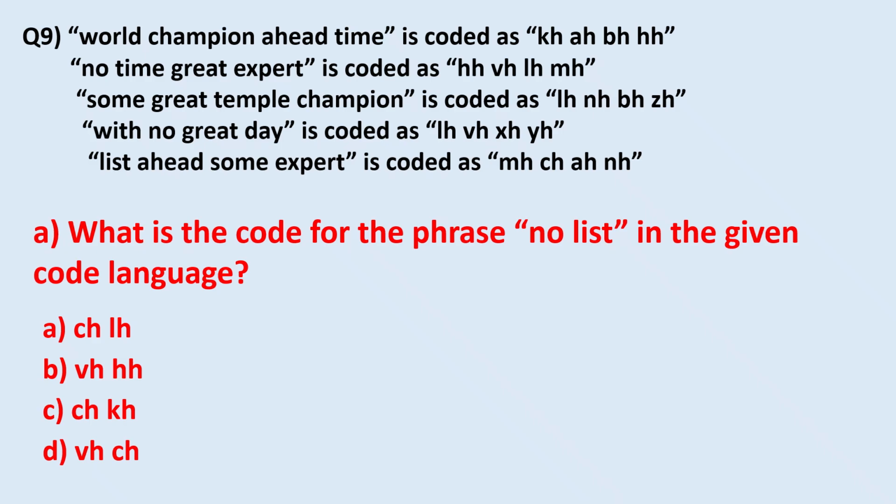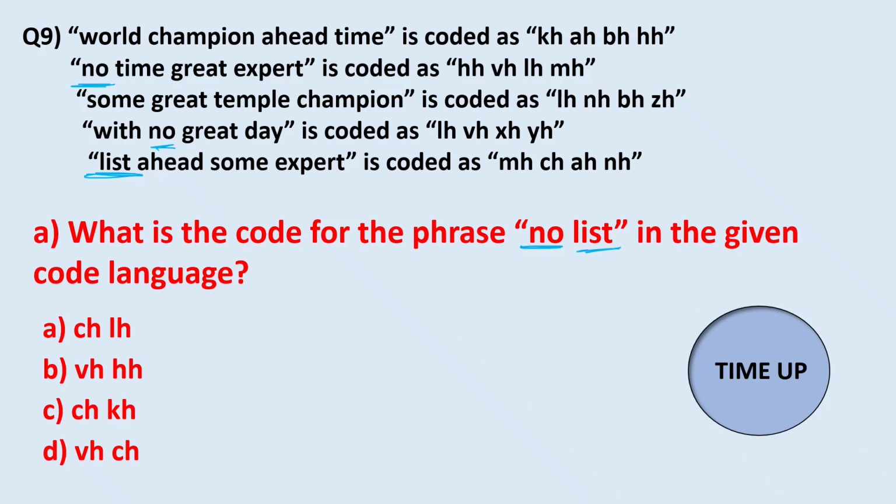Question number 9 on your screen and your timer starts now. This is again Chinese coding and decoding question. What is the code for the phrase no least in the given code language? So first find out where is no word, where is least word. Least word is in the last sentence. No word is in the second sentence and second last sentence.